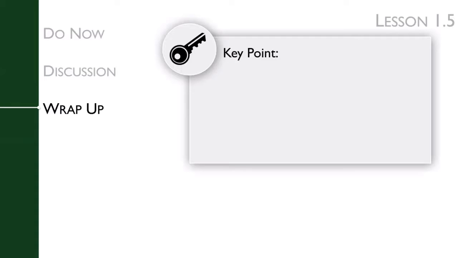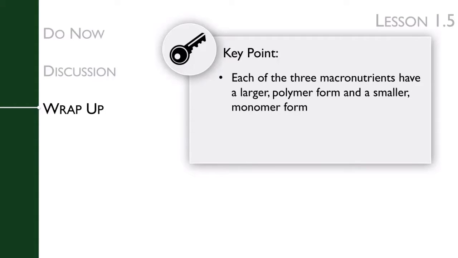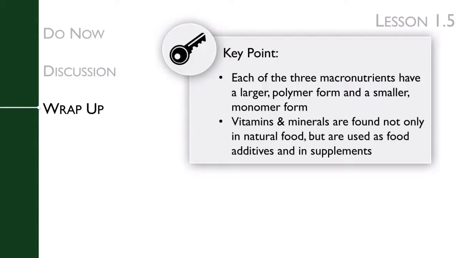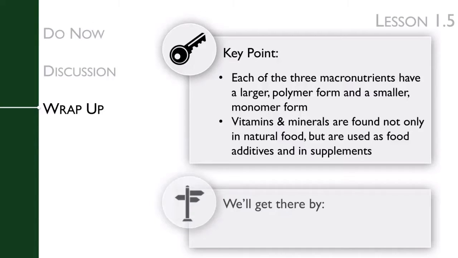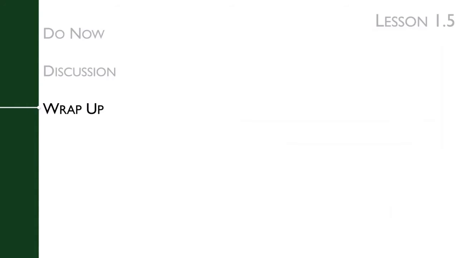The key points of this lesson's wrap-up are that each of the three macronutrients have a larger polymer form and a smaller monomer form, and that vitamins and minerals are found not only naturally in food, but are used as food additives and are found in supplemental forms. We'll get there by having a Socratic discussion with the students.